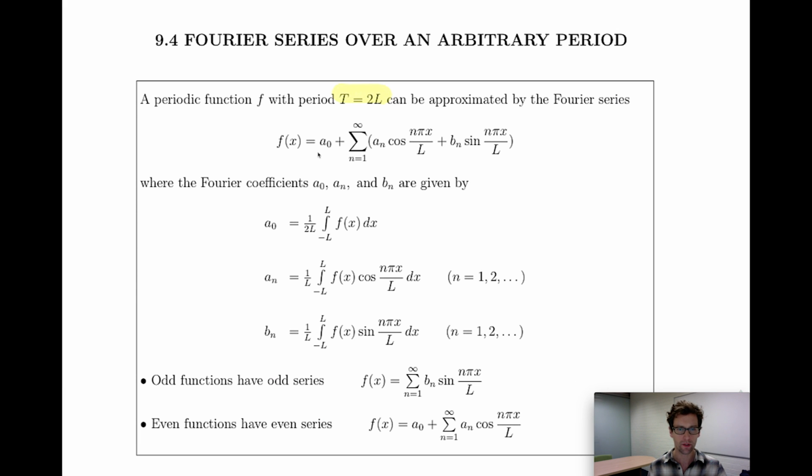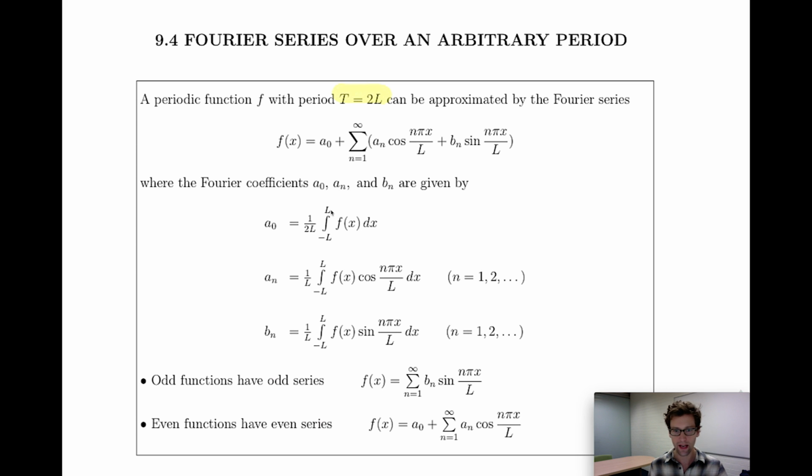So you can see that the form is very similar to what we've seen before. Again, we've just inserted this factor of L over pi, or pi over L, in these formulae. Notice also that the integrals for a0, an, and bn are now going from minus L to L. So remember that the period is 2 times L, so my integrals are from minus L to L.